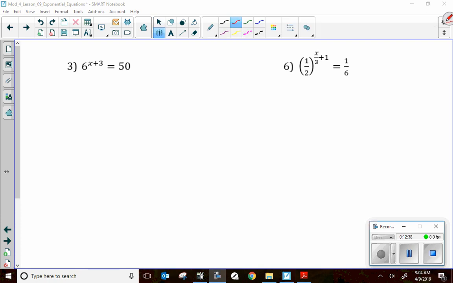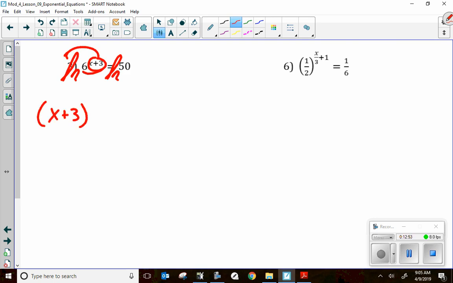Okay, same rules still apply. I already have the base and exponent alone, so I'm going to write over this, the natural log of both sides. So my exponent comes out in front. Yes, my exponent is x plus 3 times the ln of 6 equals the ln of 50.